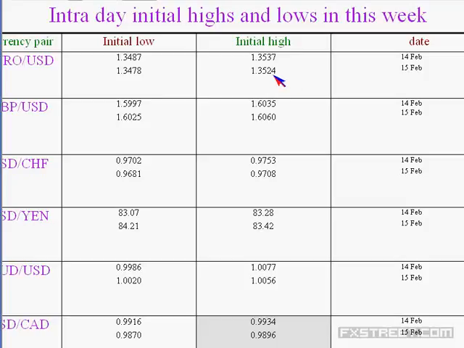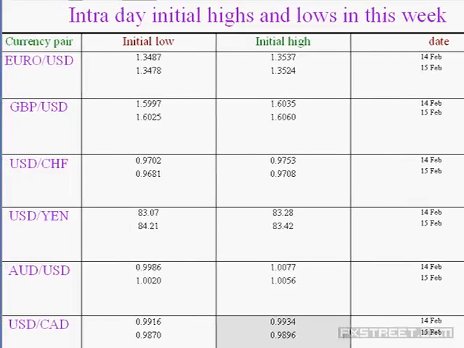Okay, initial lows and the highs. In the case of Euro, they breached the initial high. In the case of GBP also, they breached the initial high. In the case of CHF, they have not breached the low. And in the case of Yen, they breached the high. 83.44 has become the new high. So they are holding above that high.